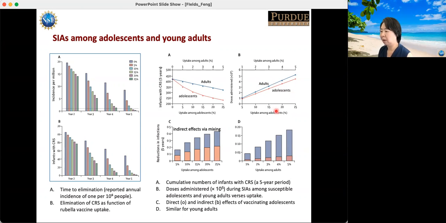Okay, either achieve the same goal with fewer doses, or given a number of doses, you can reduce the cases more, or you eliminate the disease in a shorter time period. So this again shows the importance of considering structured population models. Because if you use homogeneous mixing, a single group model, you will not be able to get those results.